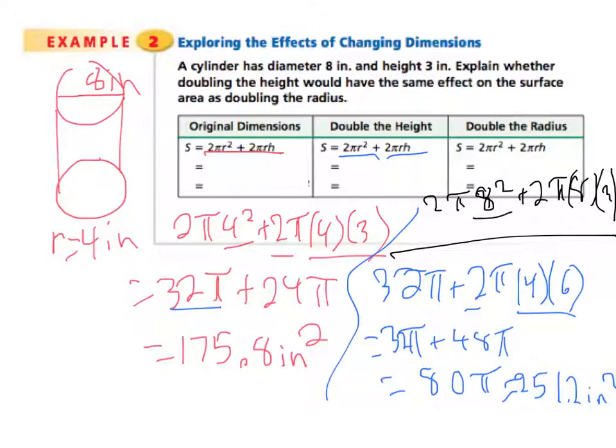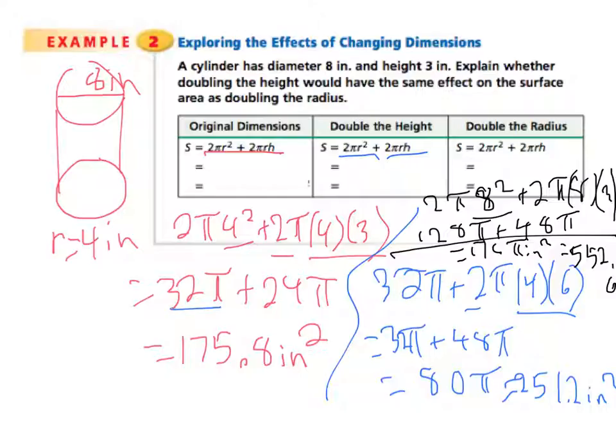So that's going to get 8 times 8 is 64. 64 times 2 is 128 pi plus 8 times 3 is 24. 24 times 2 is 48 pi. And then when we add those together, we're going to get 176 pi inches squared, which is about 552.6. So that seems to more than double the surface area.